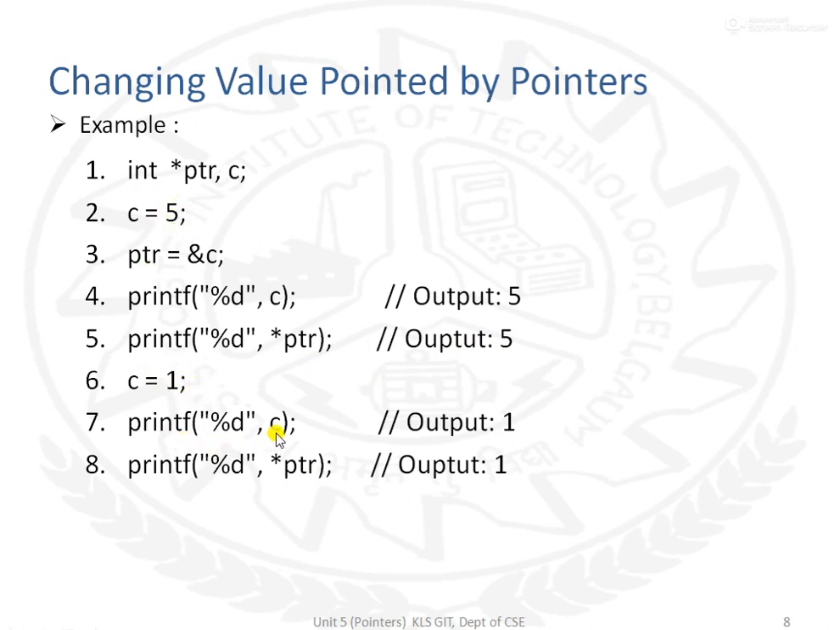So when I print, c will print 1 instead of 5 because I have changed the value. Similarly, *ptr, I have assigned only once; I have not assigned again here. But since ptr was pointing to the address of c, whatever changes you make here will be reflected in ptr also. So *ptr will also print 1.